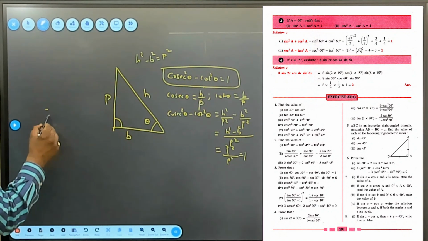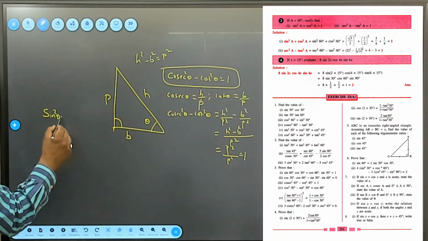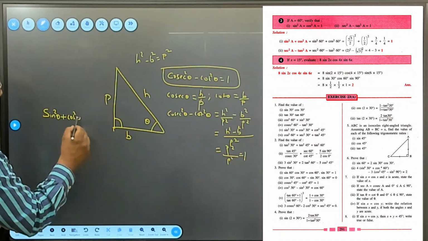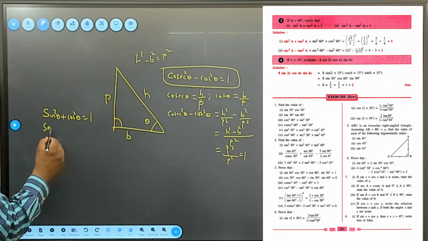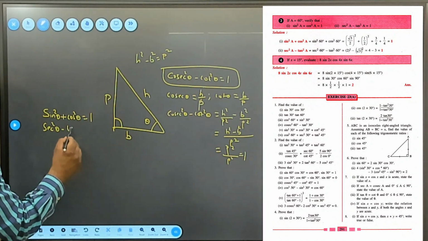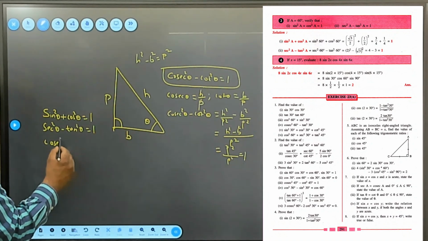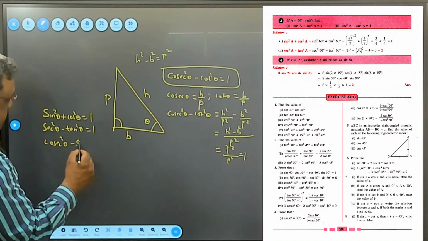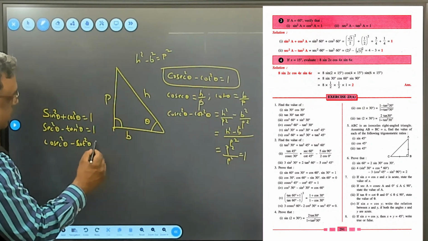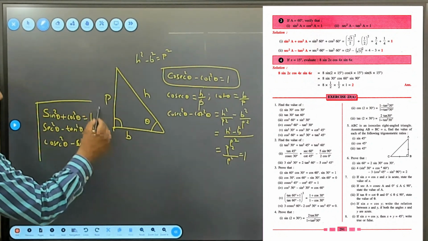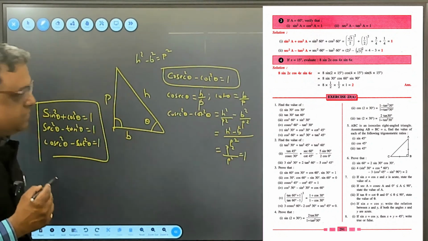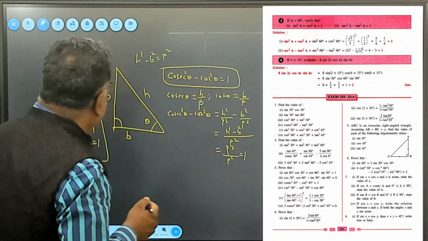So we learned three identities which we need to apply in the numericals that we solve. These are the three basic identities which we normally would require to use in any numerical.